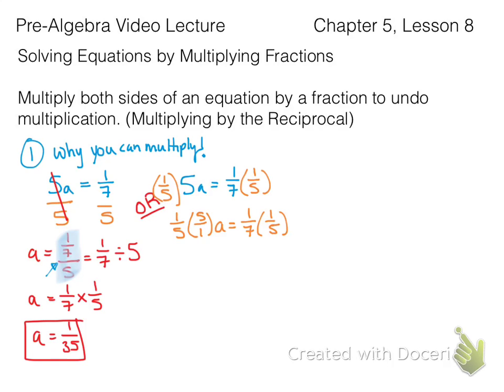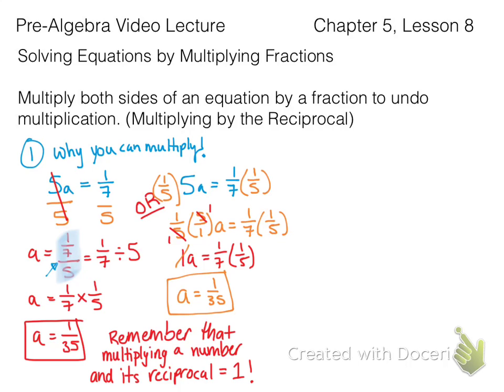So again, 1/5 times 5 over 1 a equals 1/7 times 1/5. The 1/5 and the 5 over 1 are going to cancel out, leaving you just 1. Well, anything times 1 is itself, so a times 1 is just a. So a equals 1/7 times 1/5, which is 1/35. All right, so remember that multiplying a number and its reciprocal equals 1. Alright, so next problem.